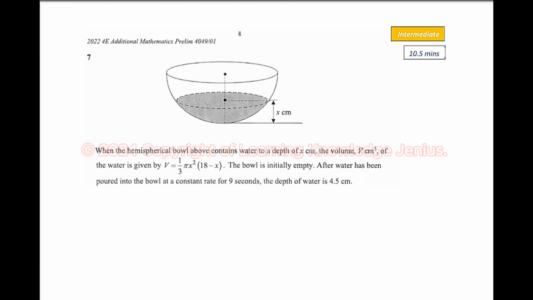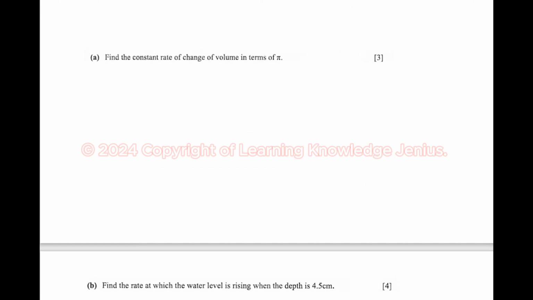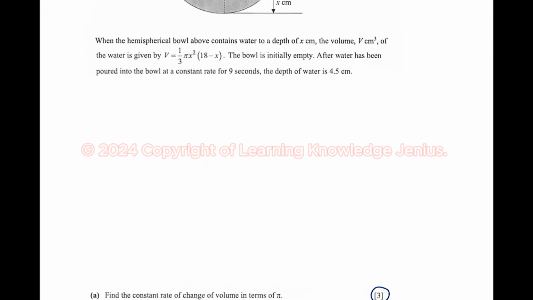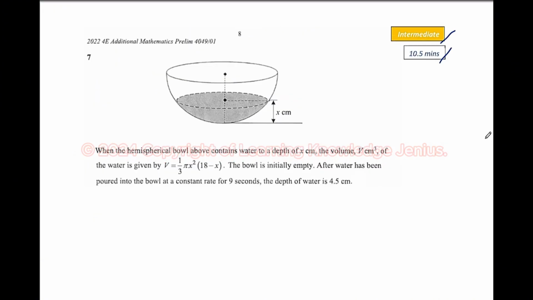This is question 7. I rank this question as intermediate level, including checking time. It will take you maximum up to 10.5 minutes. So the calculation is, I get the total mark here, 3 and 4, which is 7 marks. 7 marks multiply 1.5 gives you 10.5. So this is how I get the 10.5 minutes.